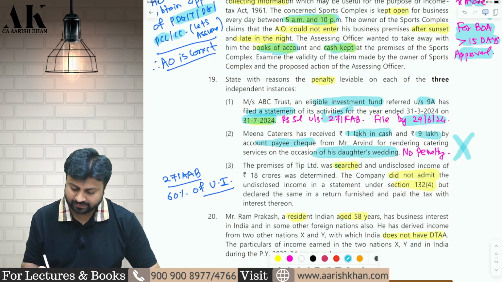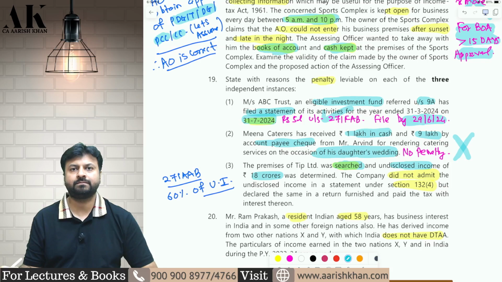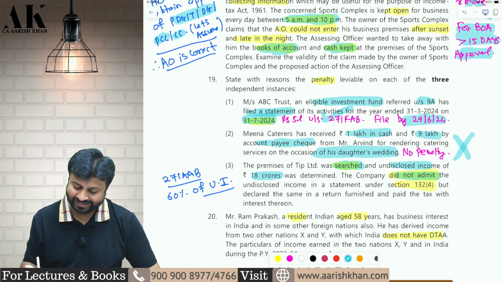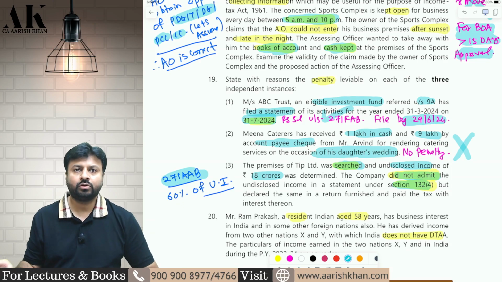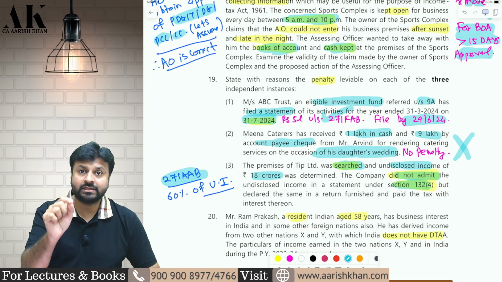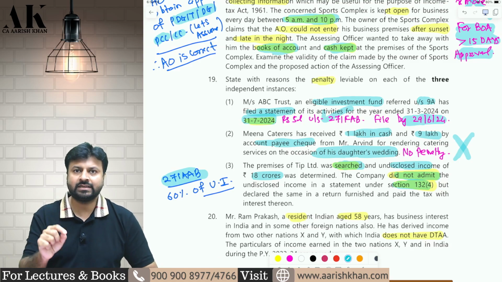Next, the premise of the assessee was searched and there was an undisclosed income which was found to the extent of 18 crore. The assessee did not file any statement under 132(4). Now this is a question of 271AAB. 271AAB is specifically applicable for search and seizure cases. If there is a search and seizure in your case, and if the AO does what?